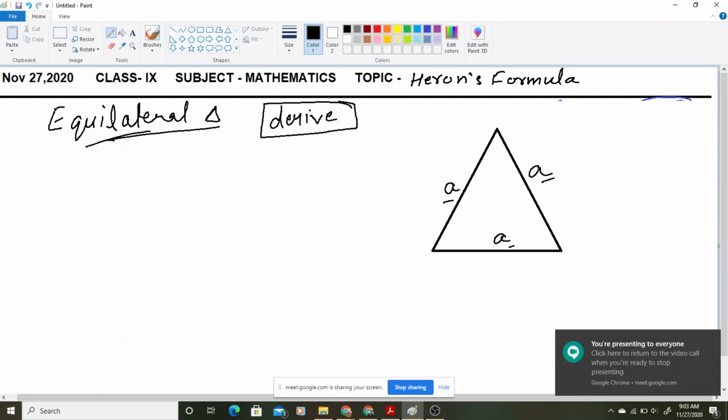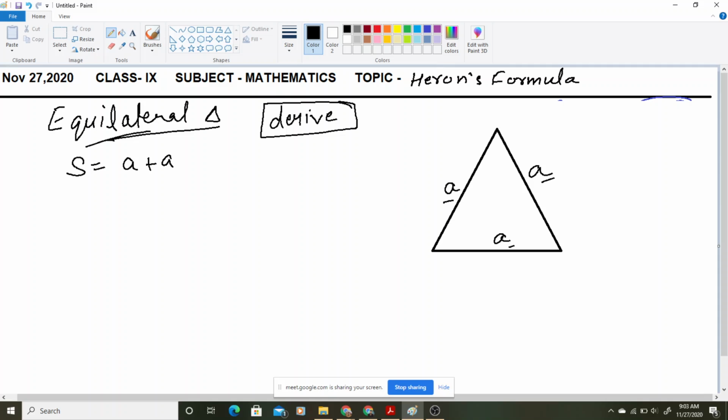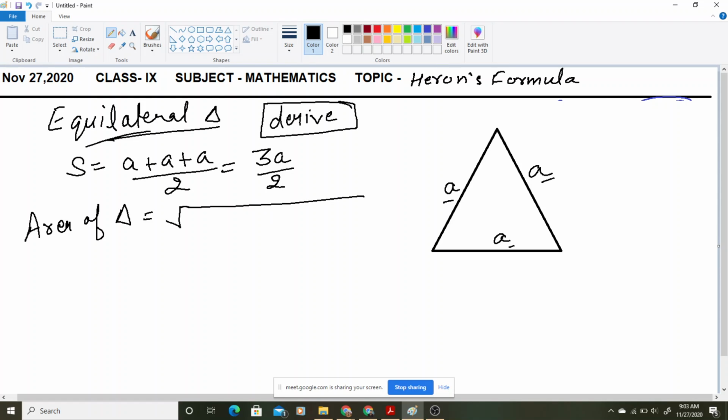So according to Heron's formula, first we will be finding S. It will be A plus A plus A divided by 2, and how much will it be? 3A by 2, because A is 3 times. So 3A by 2. Then what is the formula to find the area of a triangle according to Heron's? It is the square root of S into S minus A, S minus B, S minus C.